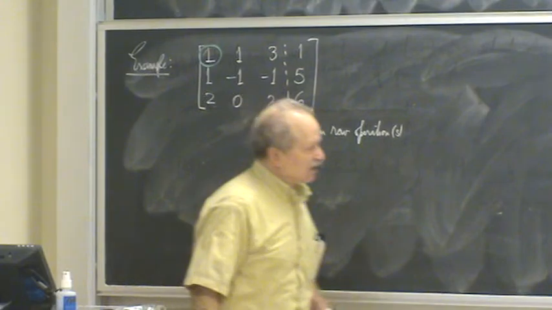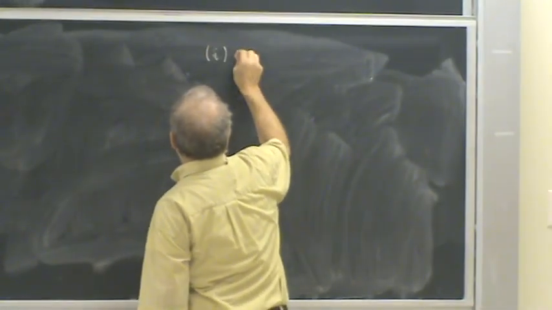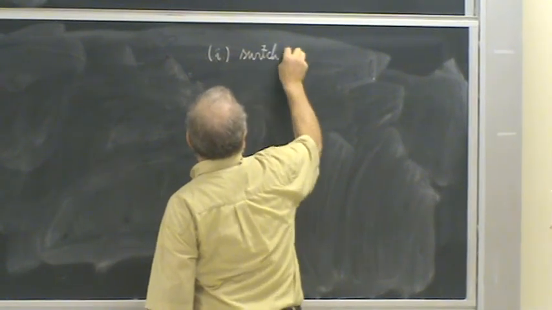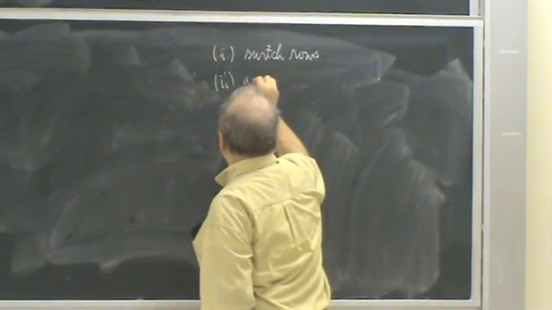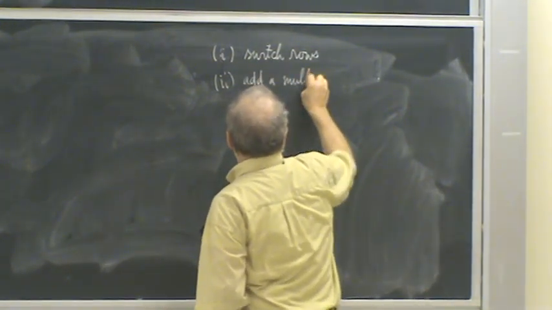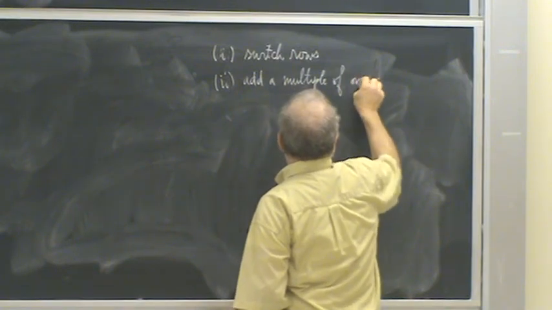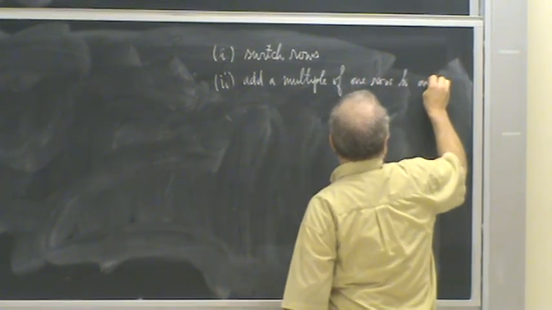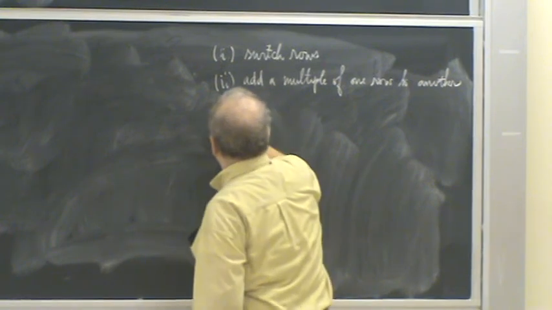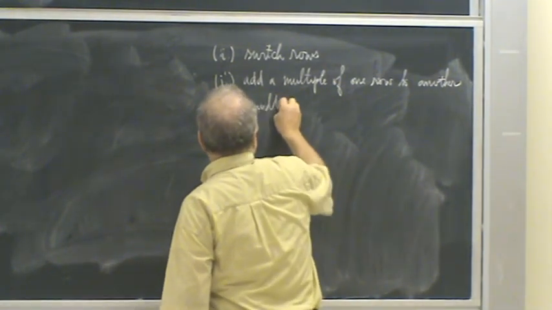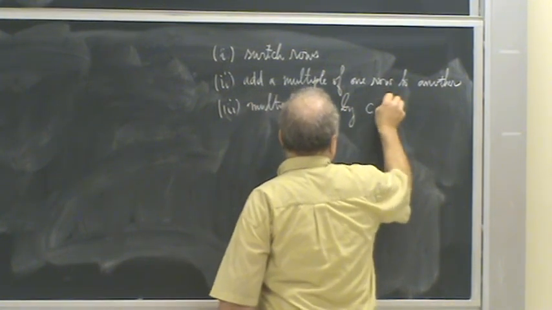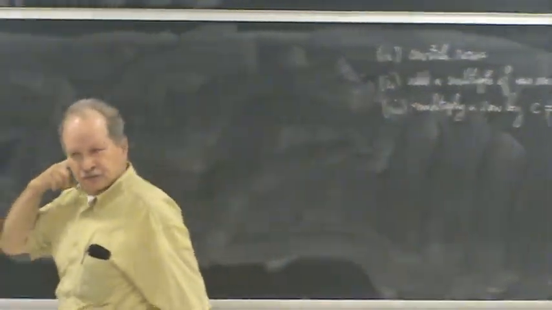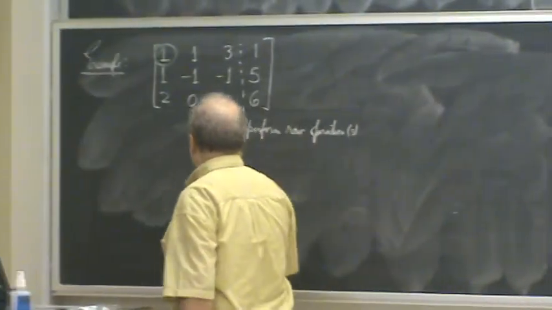And I guess, so let me just keep track. What are the row operations I'm allowed? I'm allowed to switch rows. I'm allowed to add a multiple of one row to another. And I'm allowed to multiply a row by a non-zero constant scalar.